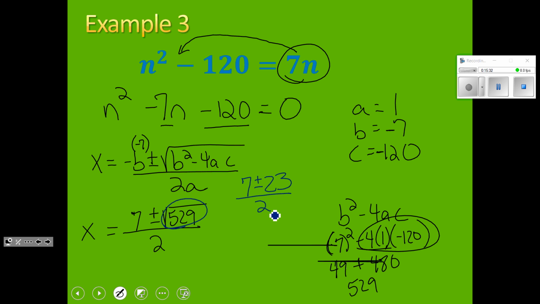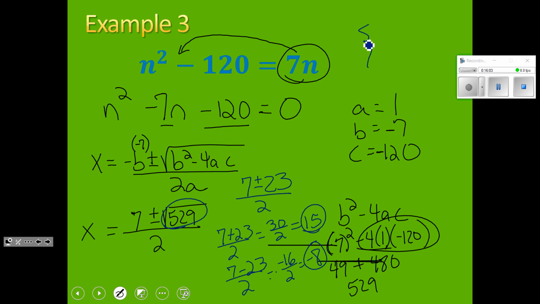And then again, you still need to keep going, and you can work this out. 7 plus 23 over 2 or 7 minus 23 over 2. 7 plus 23 is going to be 30 over 2, which is equal to 15. And 7 minus 23 is negative 16 over 2, which is equal to negative 8. So your answer, it is crossing at positive 15 and negative 8.